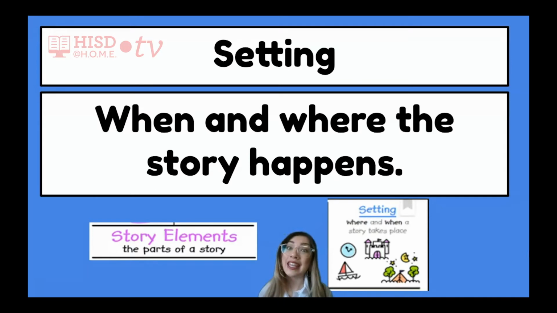Then we have setting. Setting is when and where the story happens. So we have to make sure we look at the time. When is the story happening? Is it happening in the day or is it happening in the night? And where? Where are the characters? Where is the story happening? So this is something we need to look at and pay very close attention. That way we can make some good inferences.